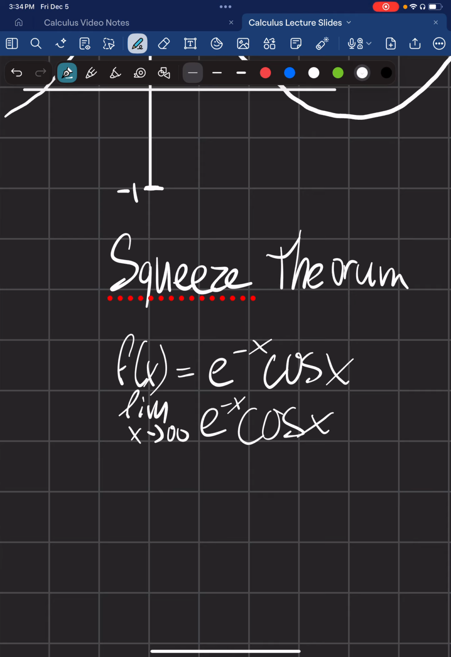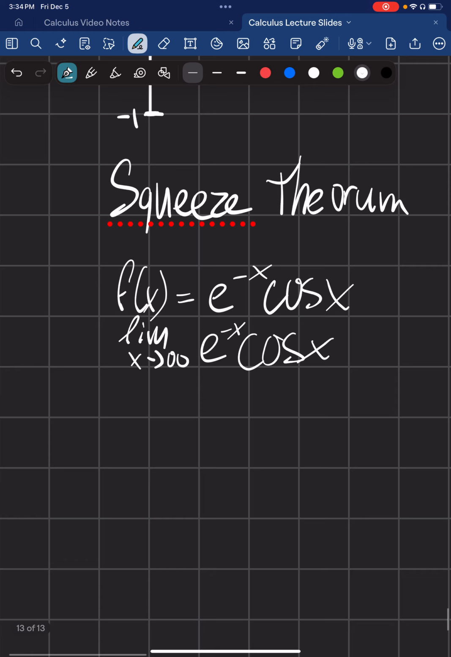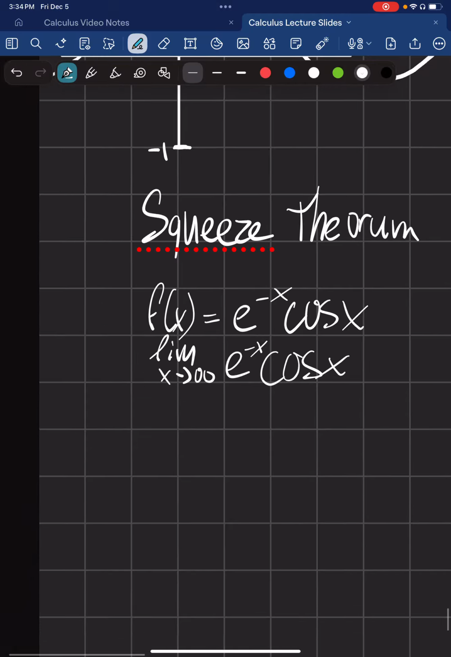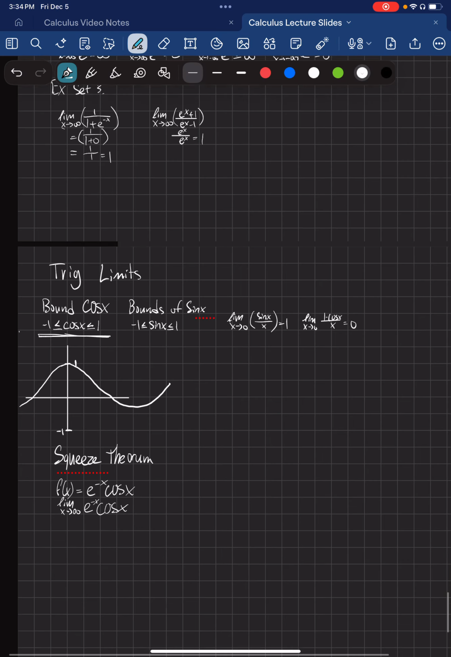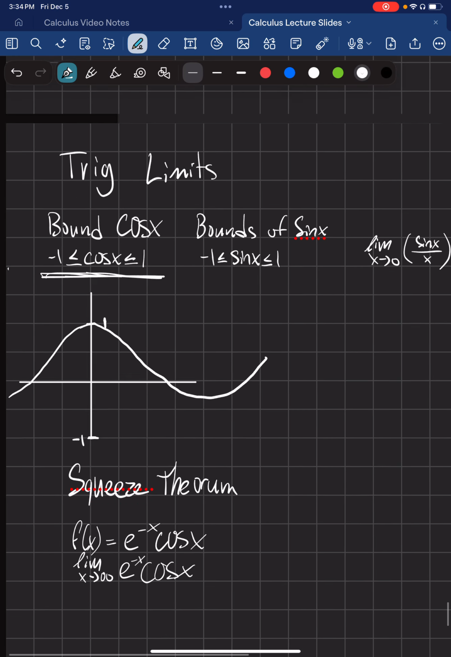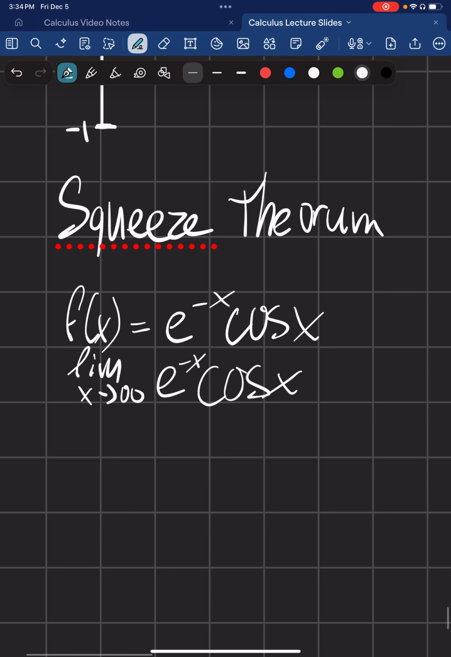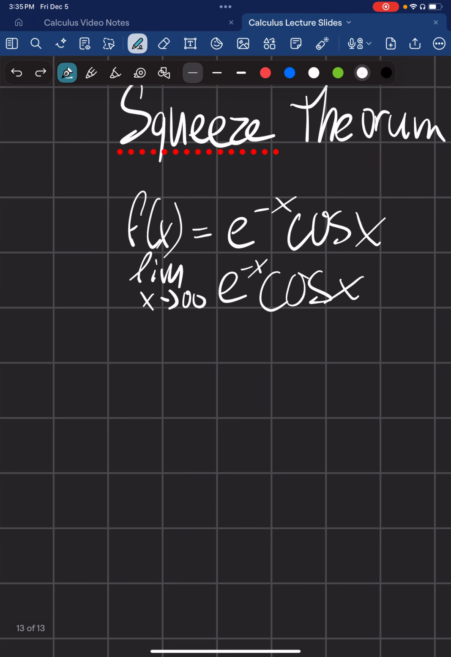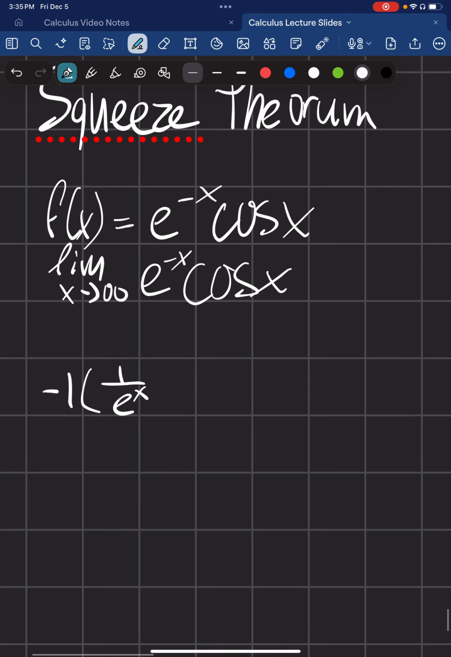So what the squeeze theorem says is, if we have this function here, and we know that the bounds for cosine is -1 to 1, we're able to use what we know here and then multiply in what we don't have. So we see that we have an e to the negative x that doesn't pop up in our bounds. So what we're able to do is put -1, and then let's just rewrite e to the negative x as 1 over e to the x.